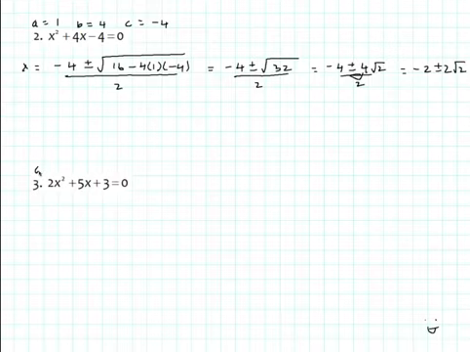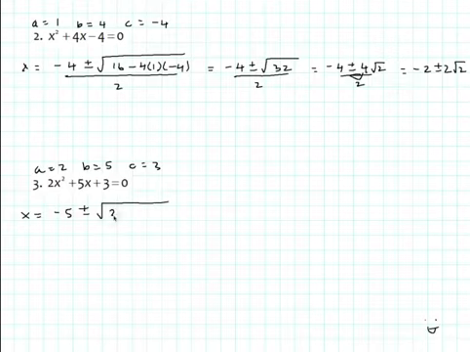Number 3, our a is a 2, our b is this 5 here in the middle, and our c is the 3. X is equal to a negative 5, negative b, plus or minus the square root, your b squared, minus 4 times your a, times your c, and all of that is over 2 times your a. In this case, 2 times 2 will be 4 on the bottom.